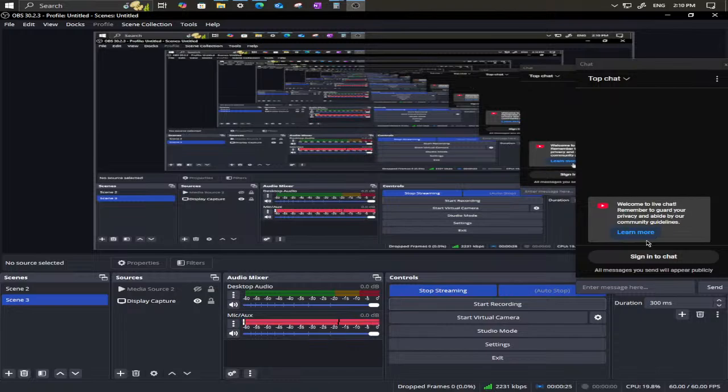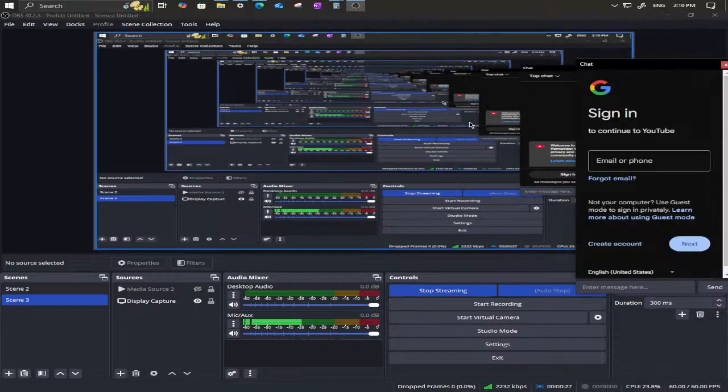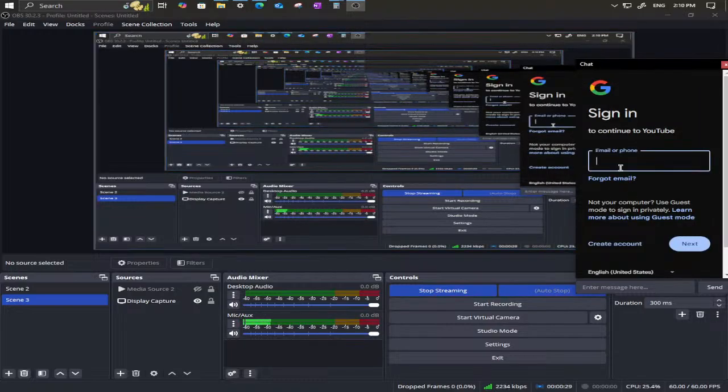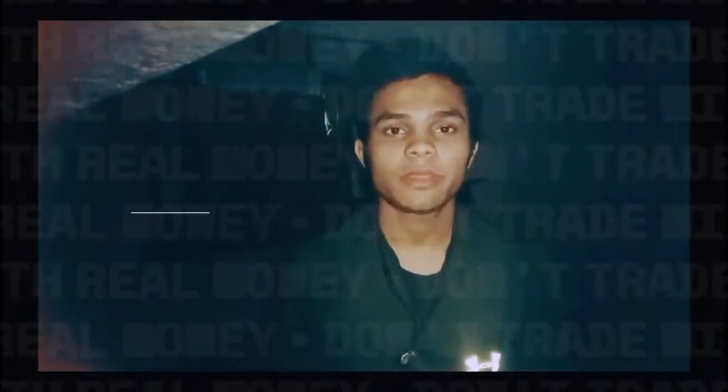एक सेकंड, मेरे को साइन इन करना पड़ेगा क्या? अच्छा, एक सेकंड.